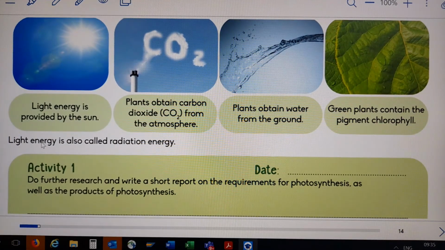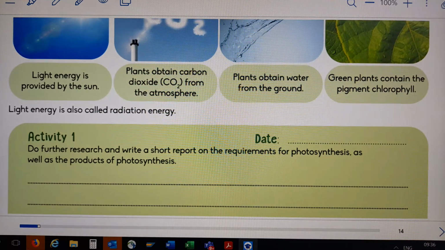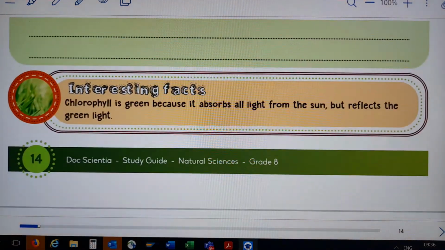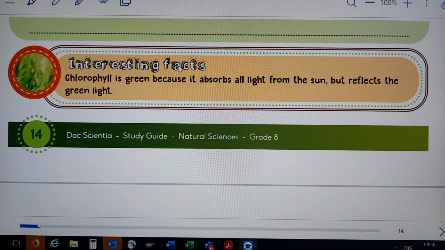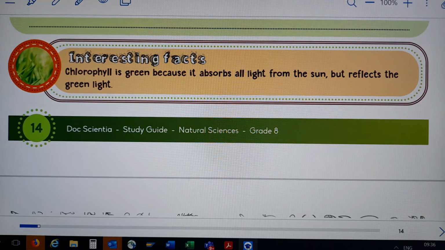Light energy is also called radiation energy. Don't forget that. Light energy is sometimes called radiation energy. Now let's look at interesting facts. Chlorophyll is green because it absorbs all light from the sun but reflects the green light. So chlorophyll is very important in plants because it absorbs all the light from the sun, and we need this light energy.